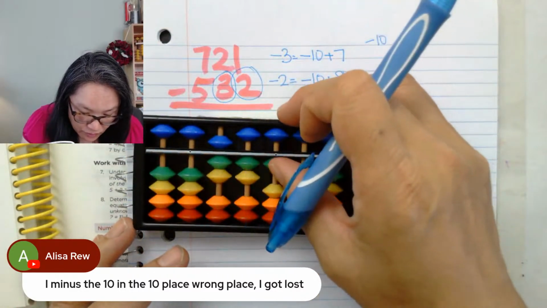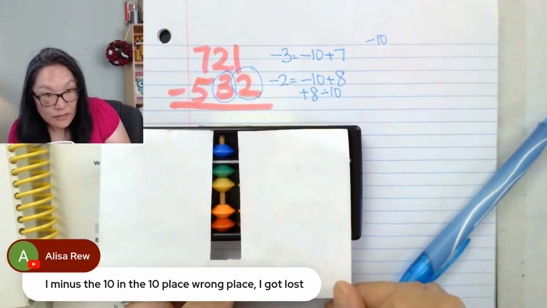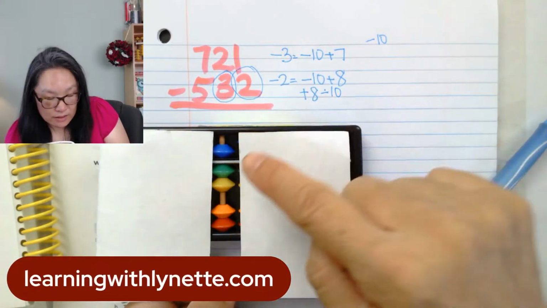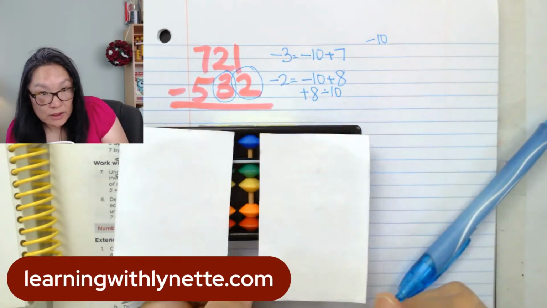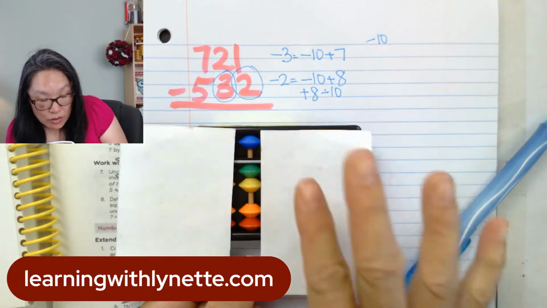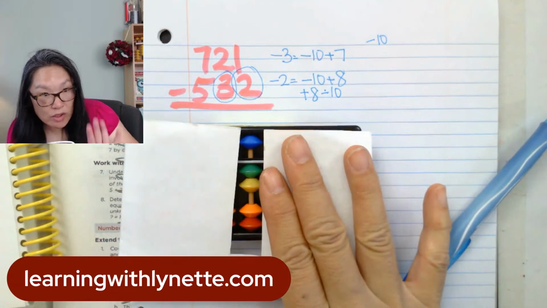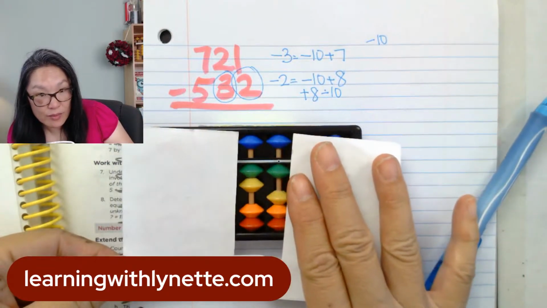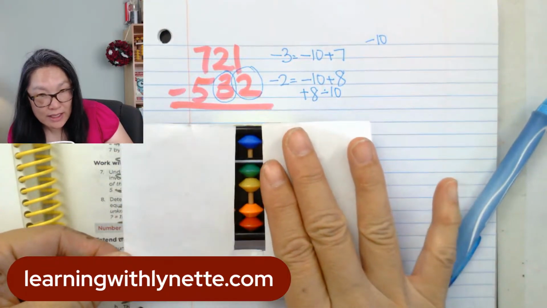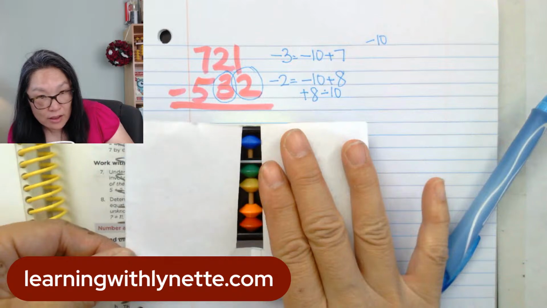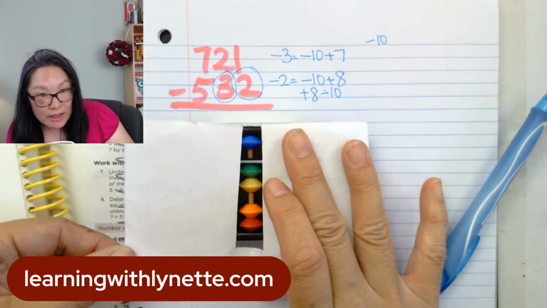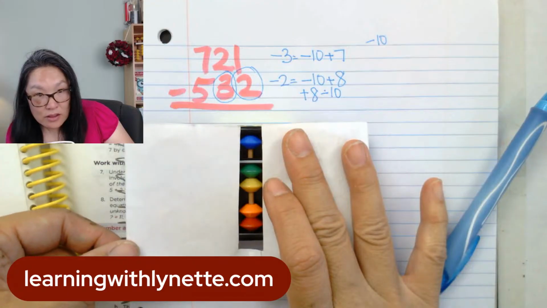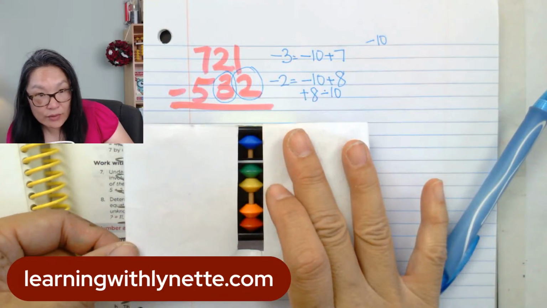7, 2, 1. Can I take away the 5? Yes, take away the 5. Can I take away the 3? No. When you do it, it's always going to be the left side. It's never going to be this side. It'll always be from here to here. It'll always be from right to left. Always.